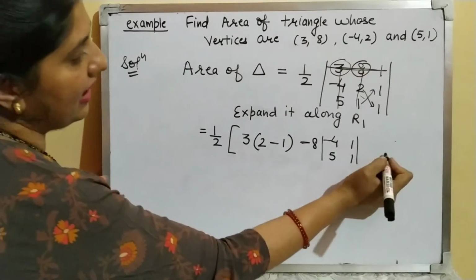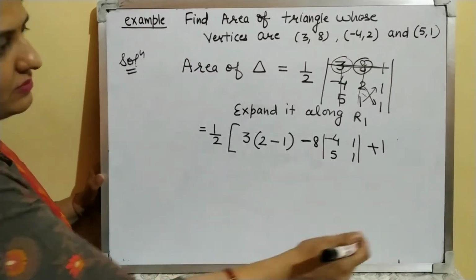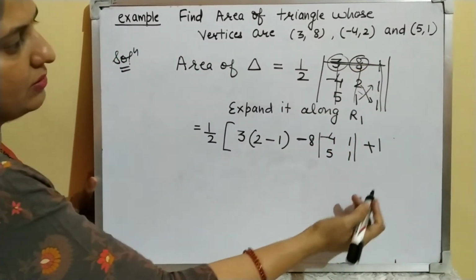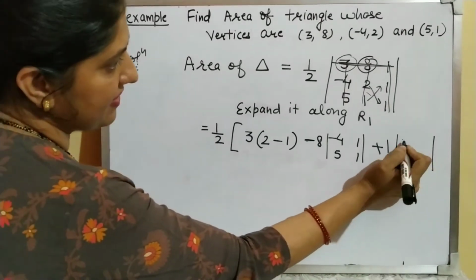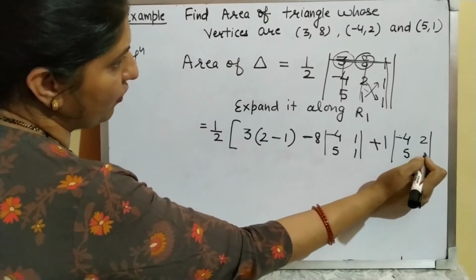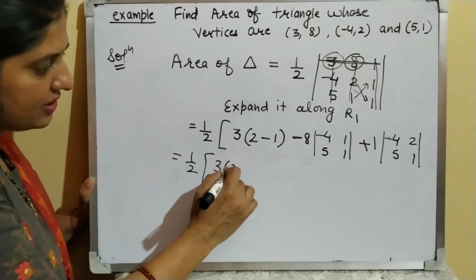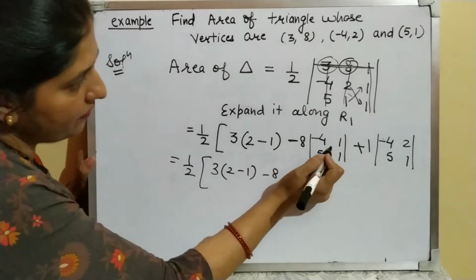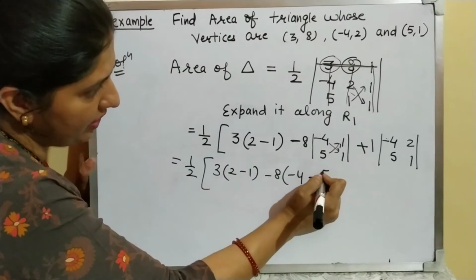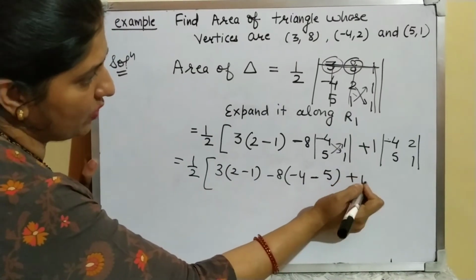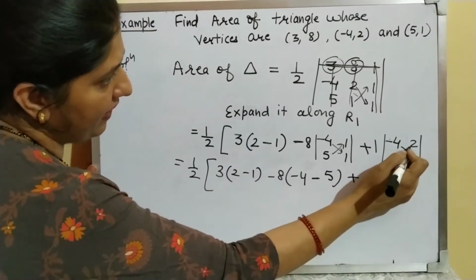In the same way, the last element is 1, taking positive sign with it. Just leave the first row and third column. Now write the second order determinant using the remaining entries: -4, 2, 5, 1. Now simplify the second order determinant. We get -4 into 1, -4, -5 into 1, 5, plus 1, -4 into 1, -4, -5 into 2, 10.